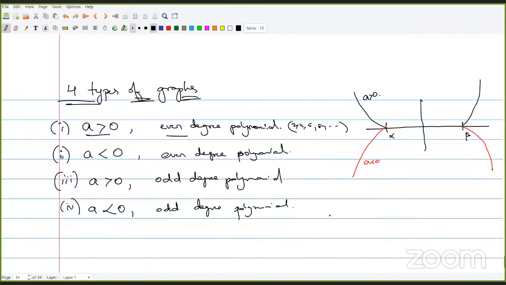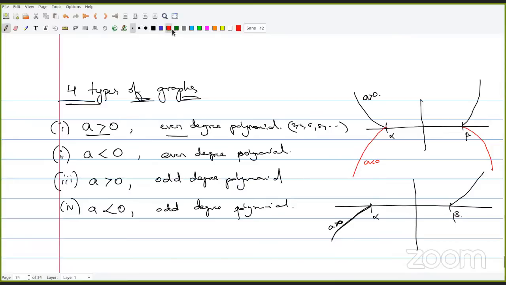Next, when it comes to odd degree polynomial, the end behaviors will be: if the leading coefficient is greater than 0 and it is an odd degree polynomial, then the left side of the leftmost root will be below and the right will be above, like this. This is a greater than 0 case, a greater than 0 as well as odd degree. If it is odd degree, the end behavior will be like this.